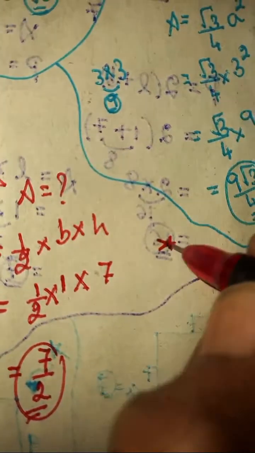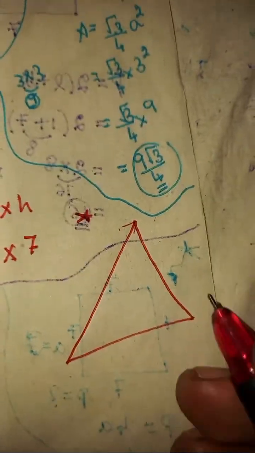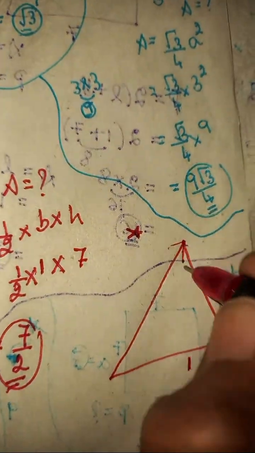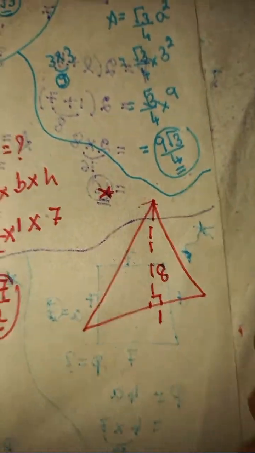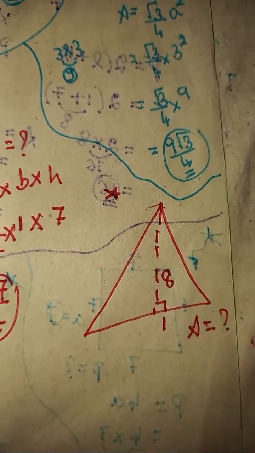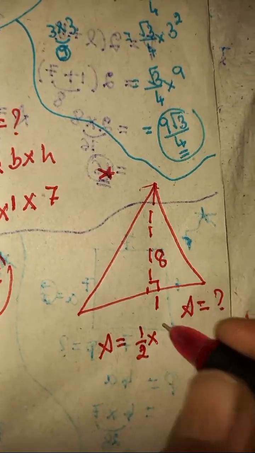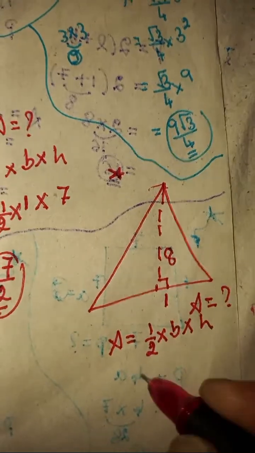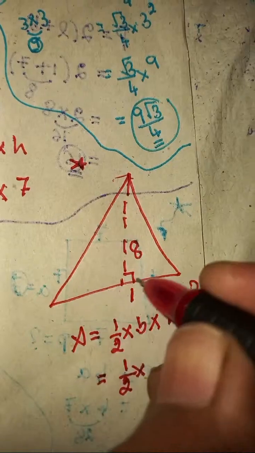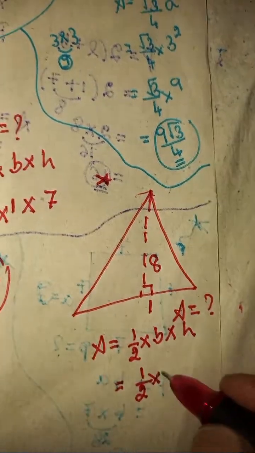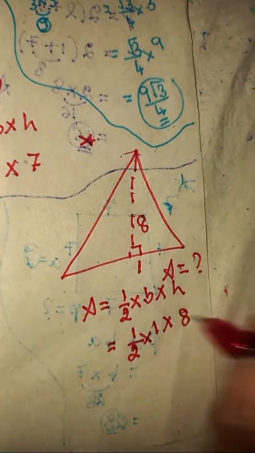Let's take one more triangle. In this triangle they have given that the base length is equal to 1 unit, and the perpendicular height becomes equal to 8 units. Now find out what's the area. You can find area as half times base times perpendicular height. Here also the same thing, half times, this is the base, which is 1 unit, times this is the perpendicular height, which is 8 units.